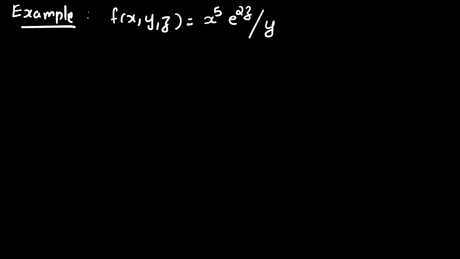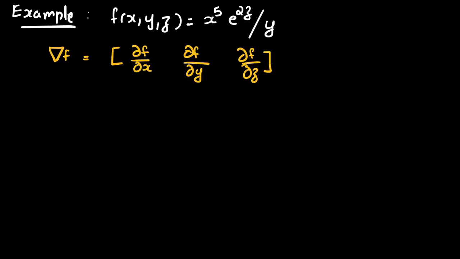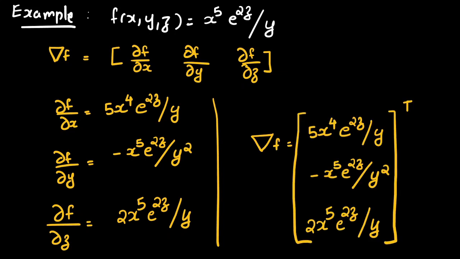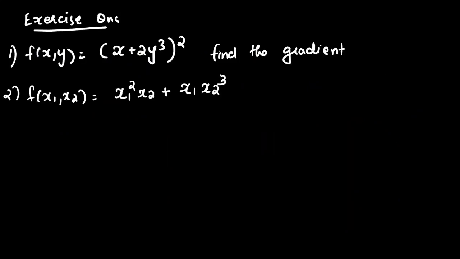Another example with the three variables x, y and z. del f is equal to dou f by dou x, dou f by dou y, dou f by dou z. Find out the derivatives. We get it like this. So the gradient will be like this. I have a space constraint here, so I have written it as a column matrix and put the transpose of it here, so it represents the row vector itself. So this is the gradient of this function f of x, y, z. And you can try out these two questions also.